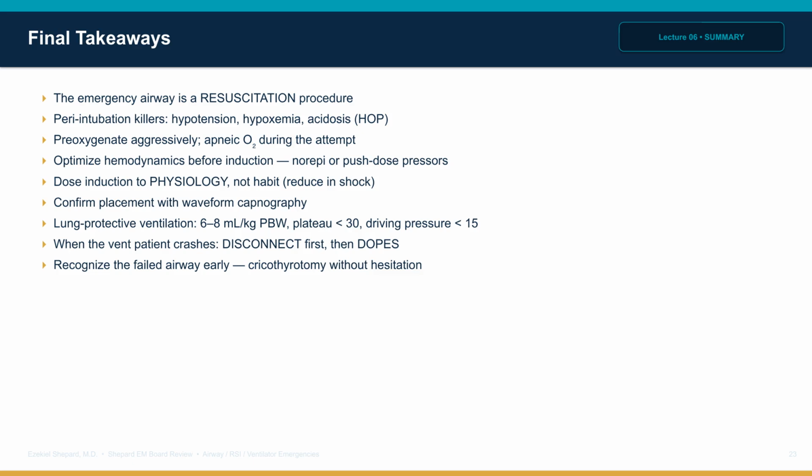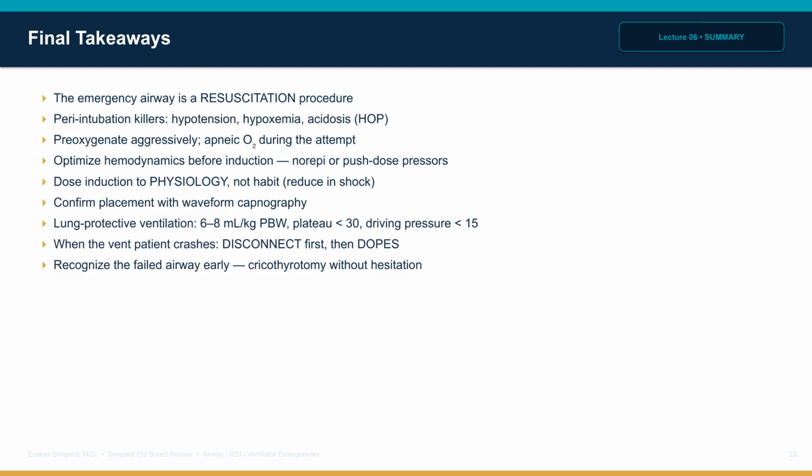The final takeaways are these. The emergency airway is a resuscitation procedure. The peri-intubation killers are hypotension, hypoxemia, and acidosis. Preoxygenate aggressively. Apneic oxygen during the attempt. Optimize hemodynamics before induction. Use push-dose pressors or norepinephrine when needed. Dose induction agents to physiology, not habit. Confirm tube placement with waveform capnography.